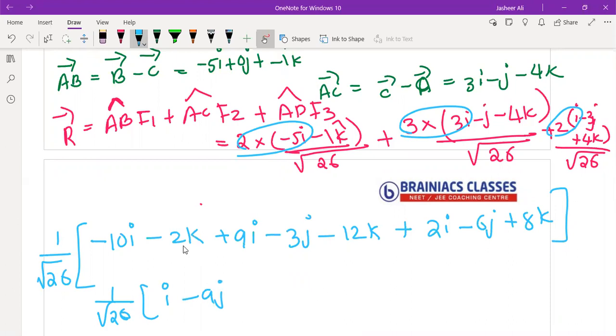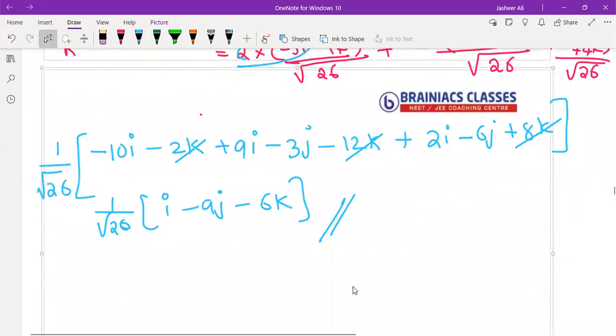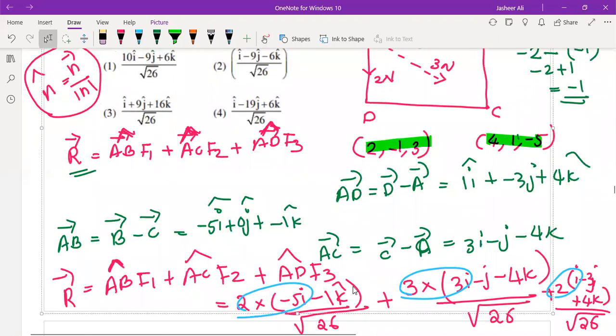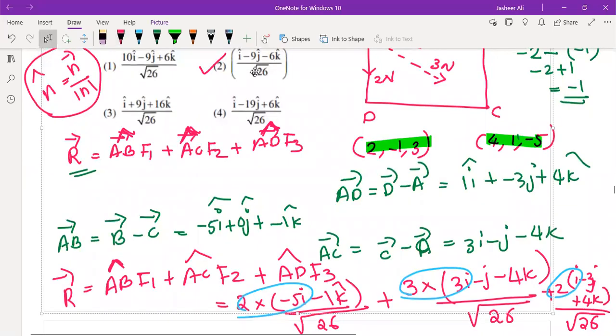Now for k, minus 2k, 1 here, minus 12k, so minus 14k, and plus 8k. So how much will come? Minus 6k will come. So this is the final answer: i minus 9j minus 6k, divided by root 26. We'll see it's there in the answer. So this matches with your option number 2: i minus 9j minus 6k divided by root 26. So the answer is option number 2.